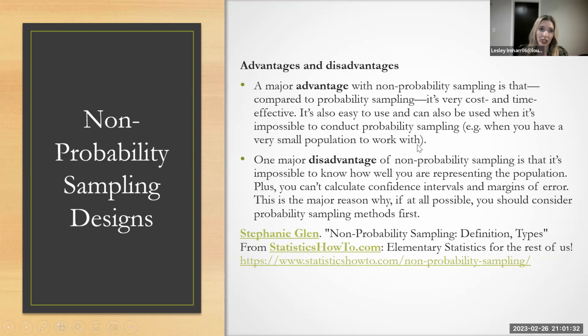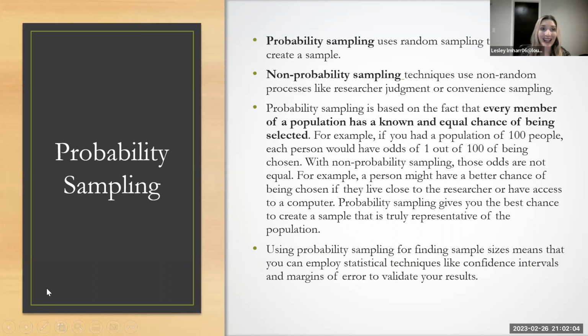Let's say you have a population that is hard to reach, may experience a disproportionate risk to a certain condition, and might not be often engaged in research projects. Non-probability sampling is really a wise choice in that case. One major disadvantage is that it's impossible to know how well you are representing the population. You can't calculate confidence intervals, margins of error, etc. So that will just have to be noted as a limitation. But again, all sampling strategies do have limitations that are embedded in them, so it's impossible to avoid.